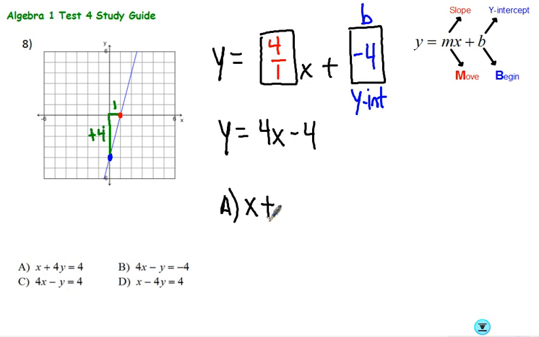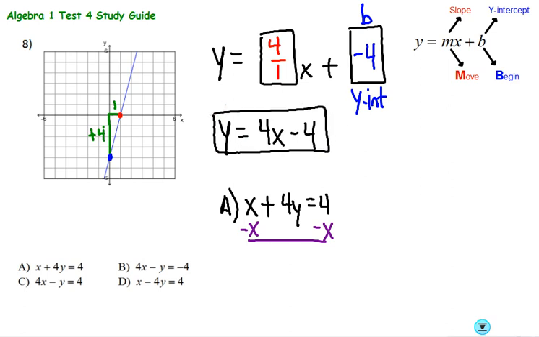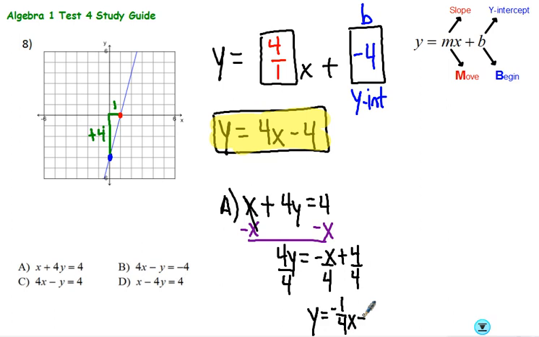So x plus 4y equals 4. If I subtract x from both sides, and again, what I'm looking for is which one of these matches up with my answer, y equals 4x minus 4. So I'm moving these over into slope-intercept form to see if I can figure that out. So I've got 4y equals negative x plus 4, and then if I divide by 4, I end up with y equals negative 1/4 x plus 1.